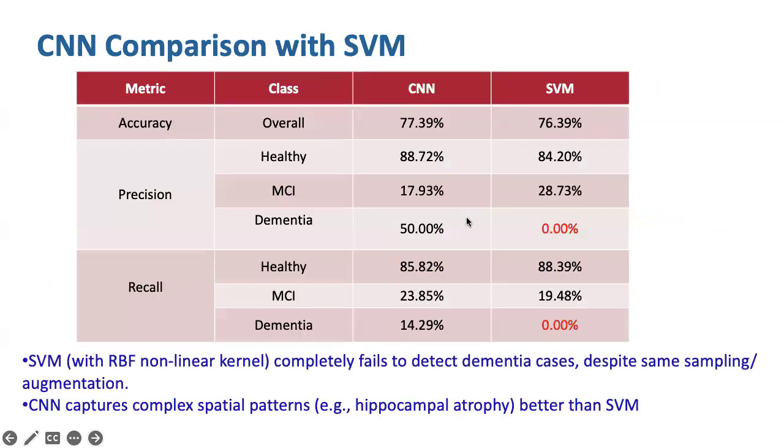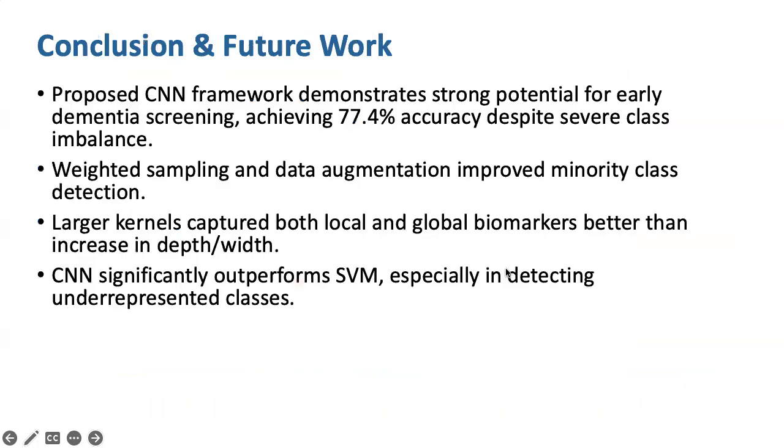We also compared the CNN with the SVM, support vector machine, but the support vector machine completely fails to detect the MCI and dementia cases, with 0% for precision and recall. Even though it has good accuracy, that is mostly for healthy patients. But CNN can capture the spatial patterns that we saw before, compared to the SVM. So overall, yes, CNN has some potential for dementia screening.